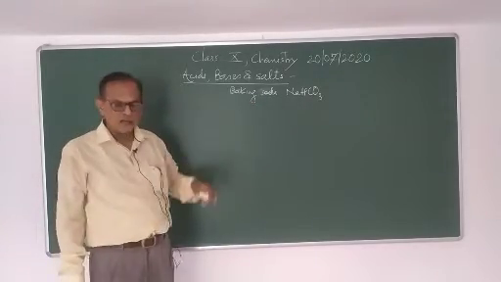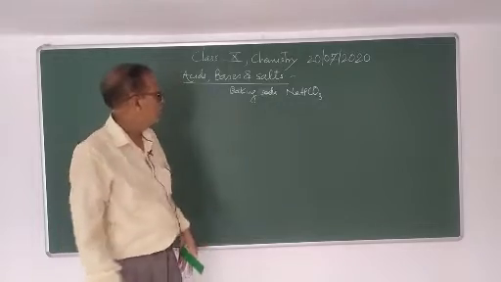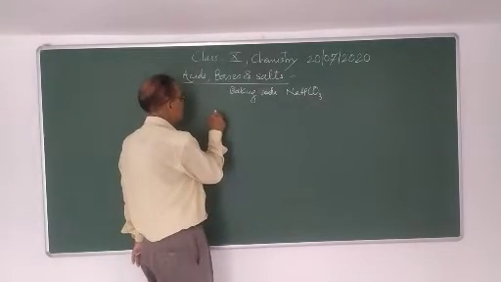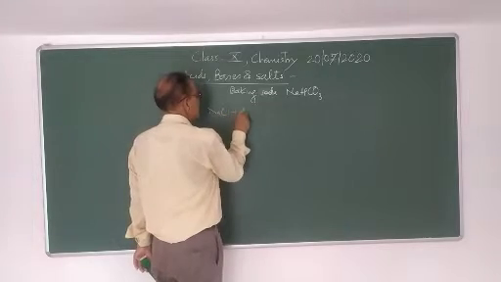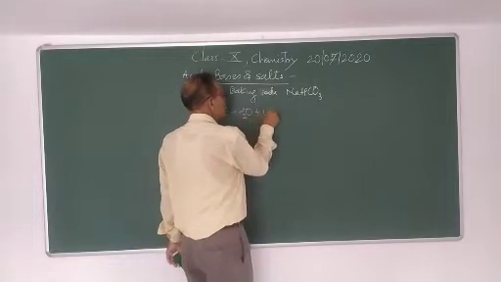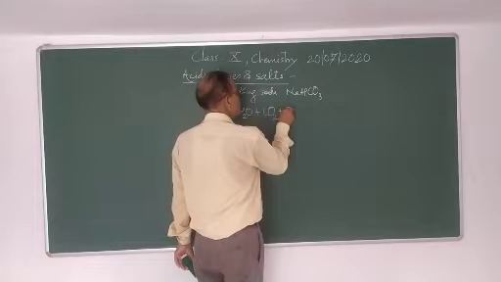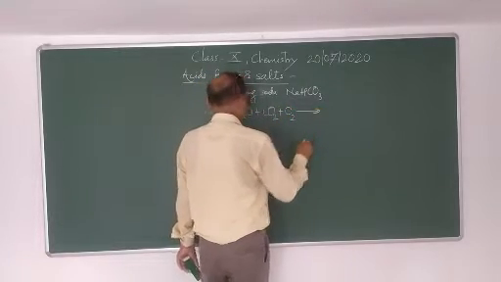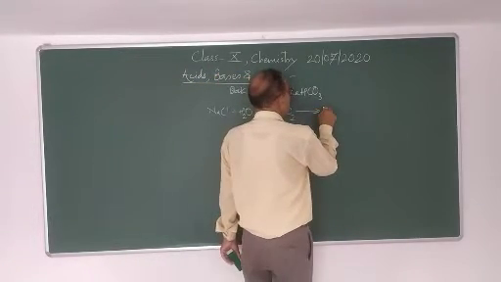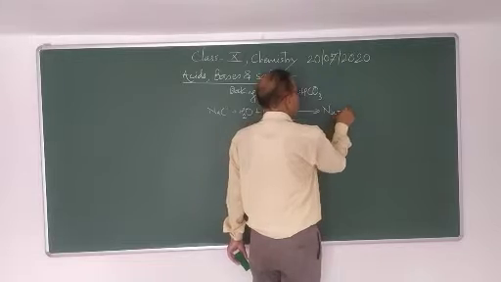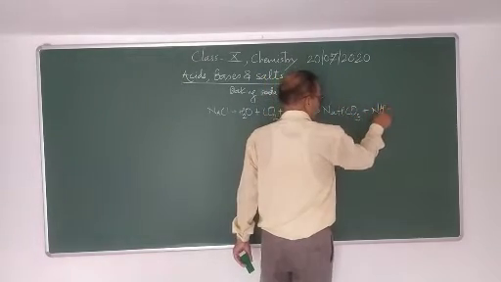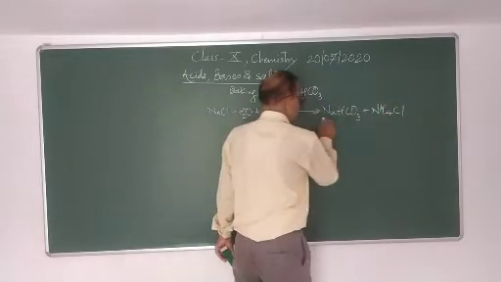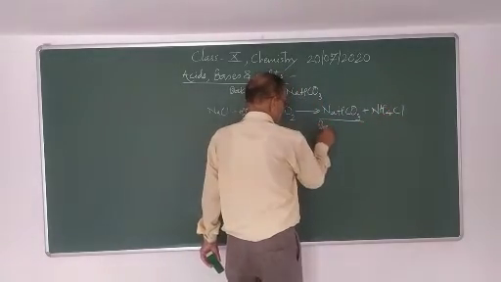We have also studied the reaction: NaCl plus H2O plus CO2 plus NH3 giving NaHCO3 plus NH4Cl. So in this way there is a formation of baking soda.